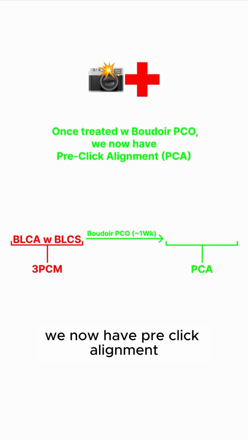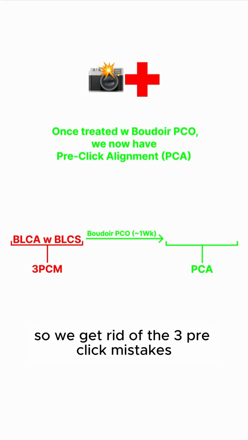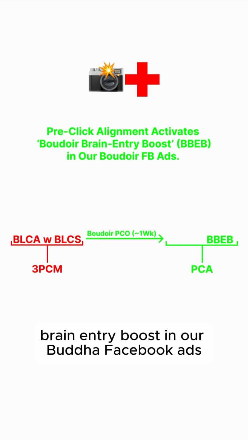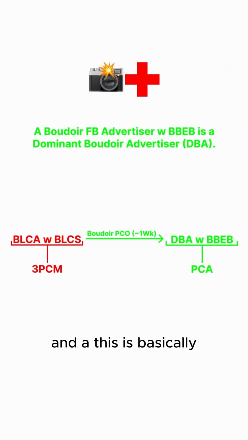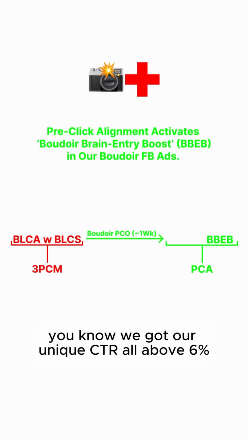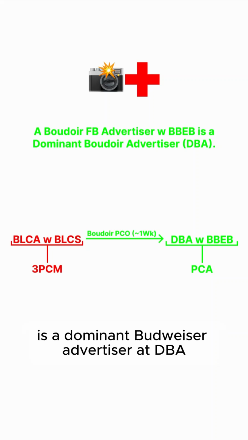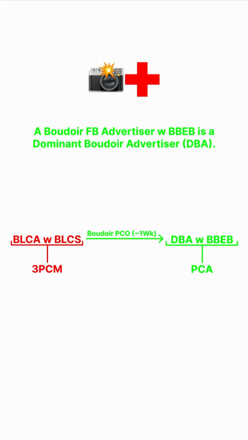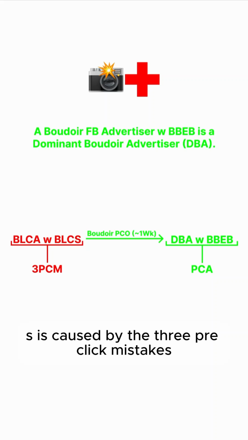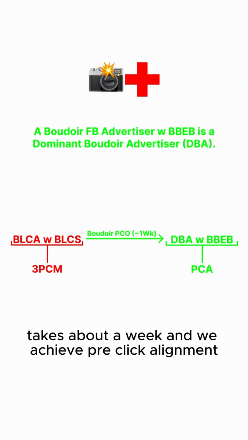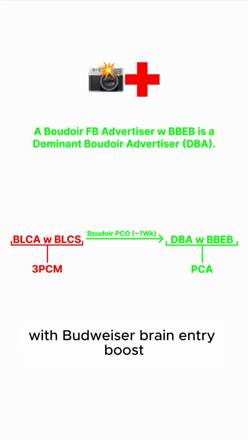Now, once treated with Boudoir Pico, we get rid of the 3 pre-click mistakes, and we now have pre-click alignment. Pre-click alignment activates Boudoir brain entry boost in our Boudoir Facebook ads. And this is basically, we got our unique CTR all above 6%. A Boudoir Facebook advertiser with Boudoir brain entry boost is a dominant Boudoir advertiser, a DBA. So we got our full universe here: a BLCA with BLCS is caused by the 3 pre-click mistakes. Treated with Boudoir Pico, takes about a week, and we achieve pre-click alignment. We become a dominant Boudoir advertiser with Boudoir brain entry boost.